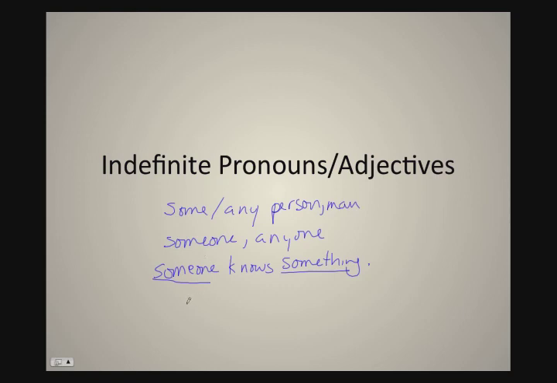It can also be translated as a certain. So a certain man knows this. As long as the writer is not being specific, he's not pointing out which certain man. So again, it's sort of in that indefinite realm.